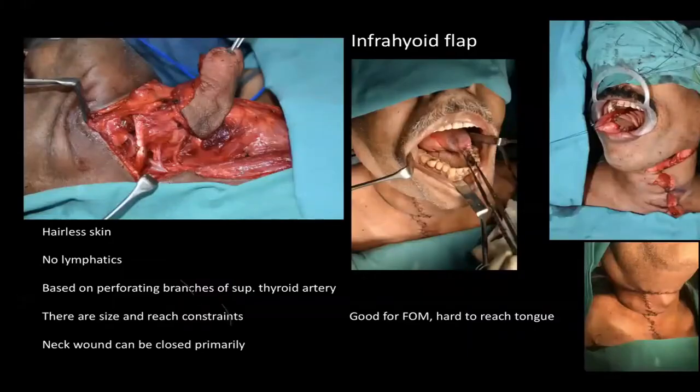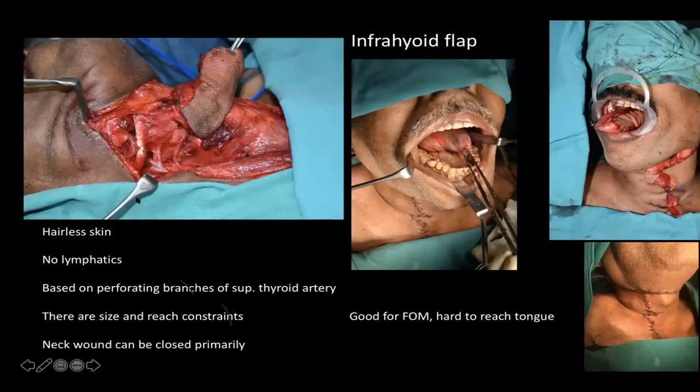Now, this is a flap that people don't do that much. This is an infrahyoid flap. This is based on the perforating branches from the superior thyroid system. So you can see here that there are veins. You can see here the superior thyroid artery. The superior thyroid artery obviously supplies the larynx, the thyroid gland, and also sends perforating branches to the strap muscles. So when this flap is raised, this is a skin flap with the underlying strap muscles and the perforating branches to the skin flap. And you have to ligate all the other branches. That is the cricothyroid branch, the branch to the thyroid gland, and the laryngeal branch also has to be ligated.